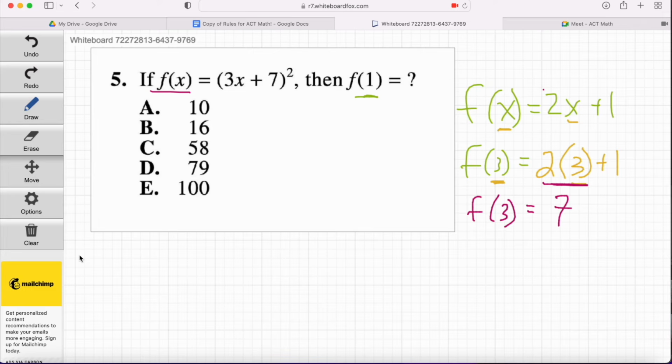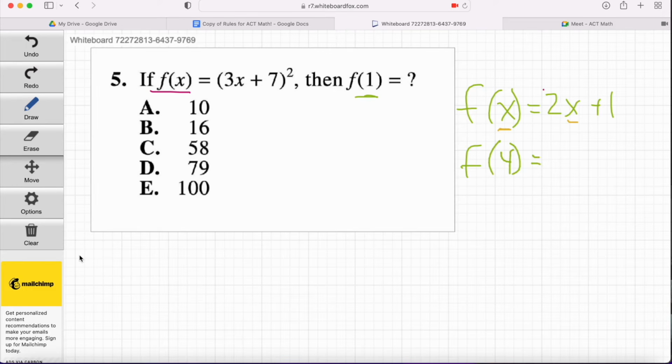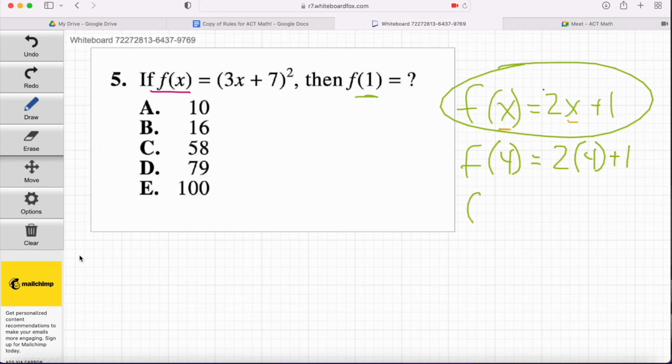Okay. Let's do some more functions. We'll use the same function, but let's find f of 4. What does f of 4 equal for the function up here that I wrote? Which would be 2 times 4, right? Yeah, we're plugging in the 4 for x. We get 2 times 4 plus 1. So what does f of 4 equal? It's 9. You got it. Absolutely. So f of 4 equals 9.